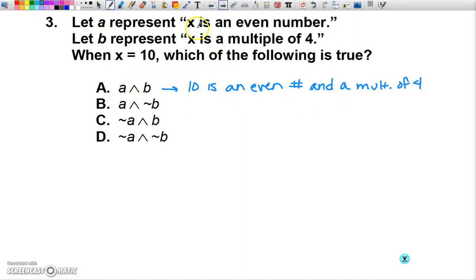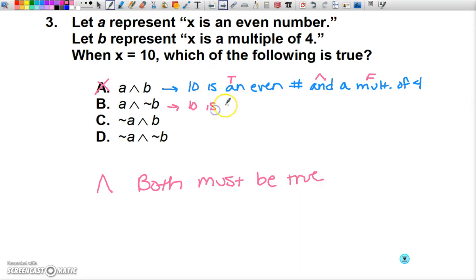All right, well, if you're looking at the number 10, 10 is even, that's true, and I'm going to do that in a different color. We get true here, and multiple of 4, false. Well, for an and statement, remember both must be true. So it's not A.